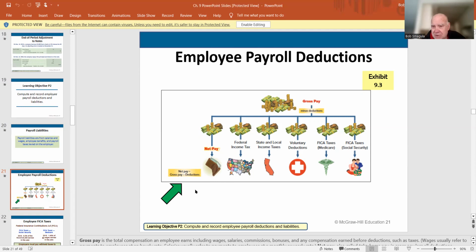Net pay is cash. You debit the gross pay or the expense. That's going to be your debit to salaries and wages expense. And there is your credit to cash, net pay. All these items in the middle are called withholding liabilities. It's not the company's money, but they have a duty to turn your money over to the appropriate authorities.